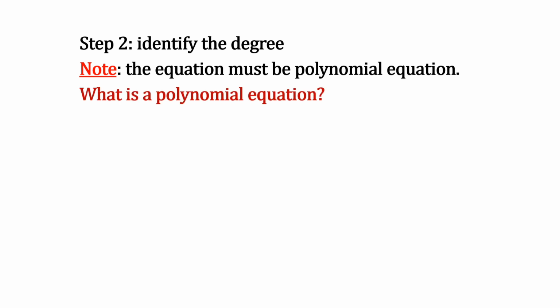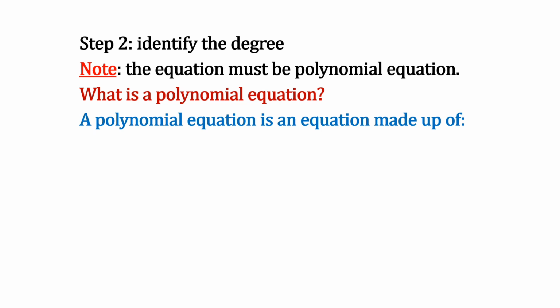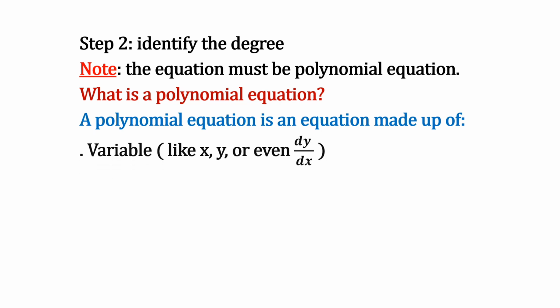So what is a polynomial equation? A polynomial equation is an equation made up of variables like x, y, or even dy/dx. In some topics in mathematics, such as quadratic equations, you can see a polynomial equation made up of variables like x, y. But now we are not dealing with the quadratic equation aspect. Quadratic is a polynomial, right? But we are not dealing with quadratic. We are dealing with polynomial equations in terms of derivatives. So this is what we are considering, in terms of derivatives.